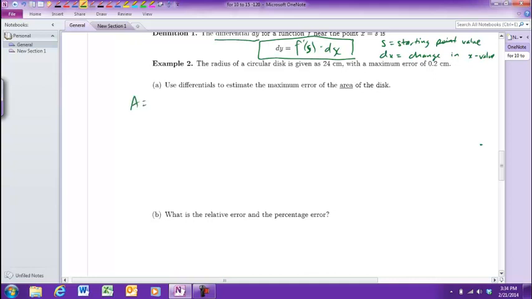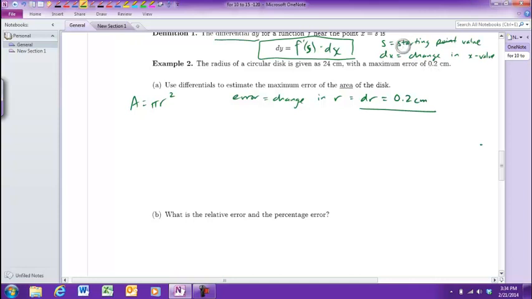So first we need to know that the area of a circle is pi r squared. And this is going to be the function that we deal with, pi r squared. And then our error, remember, that's a slight change in our r value. That's the same thing as what we call dr. Here it was dx, now we've got the variable r. So dr is our slight change in the r value. And in this case, that's 0.2 centimeters.